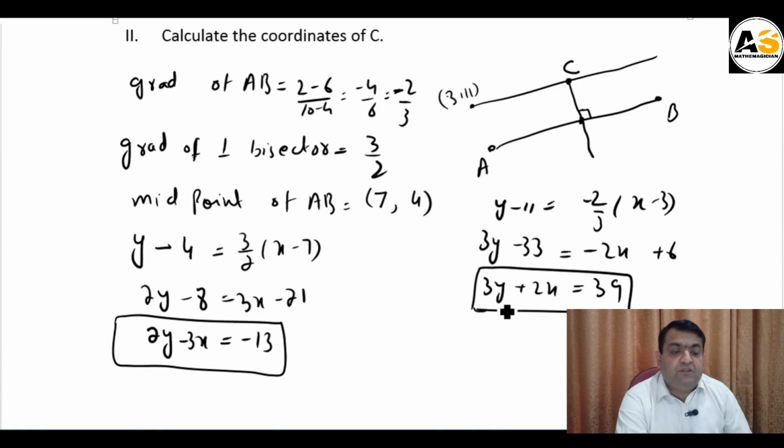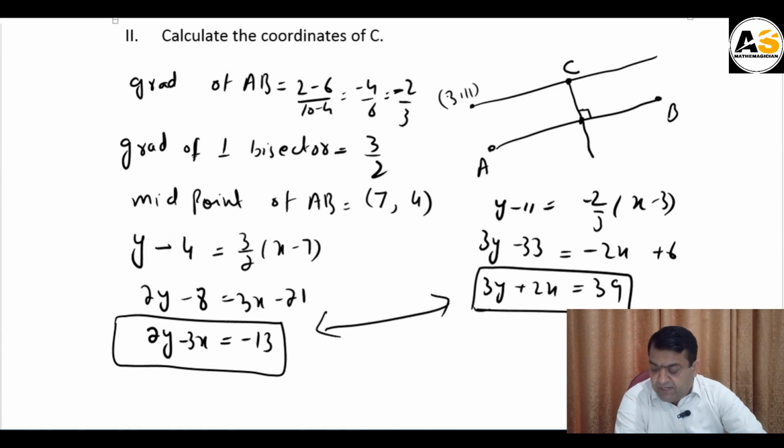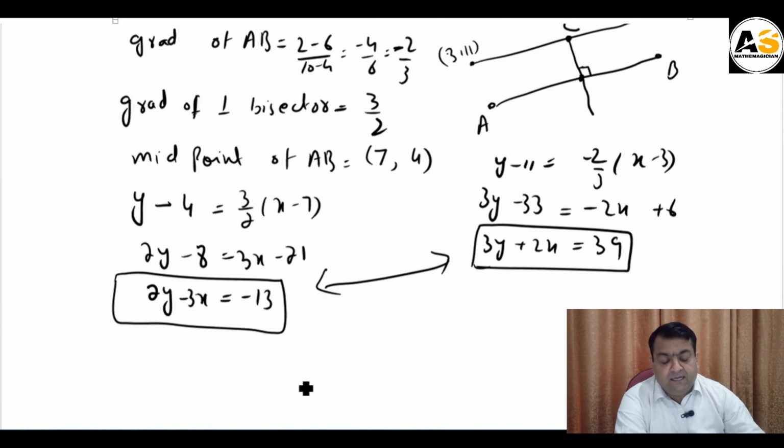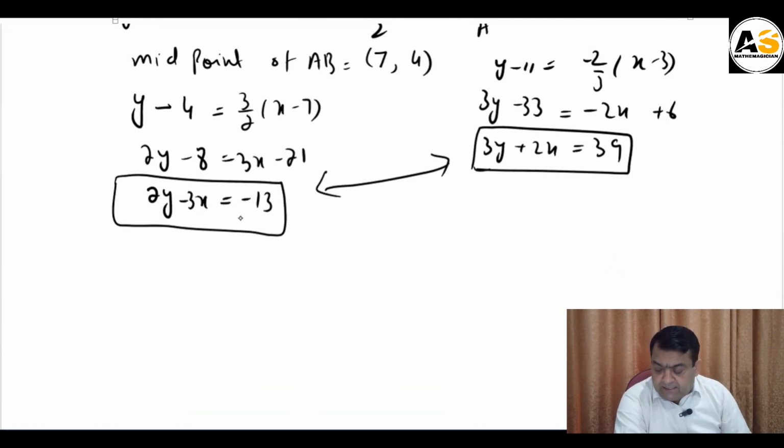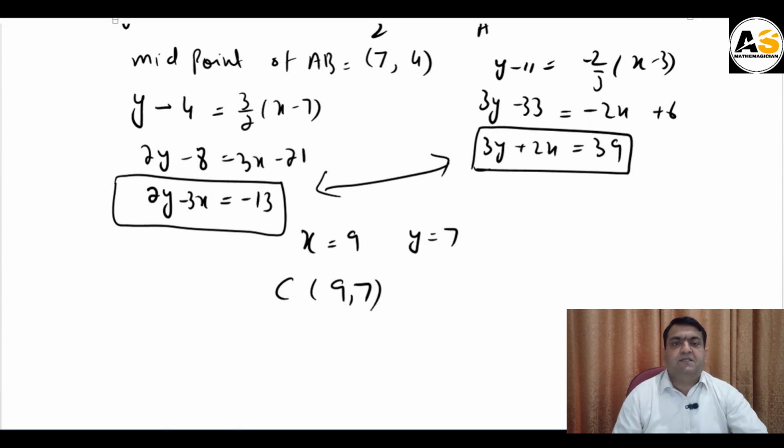This is equation of this perpendicular bisector. This is equation of this line. C is intersection point of these two. We will solve these equations simultaneously. By solving these equations simultaneously, dear student, you will get x is equal to 9 and y is equal to 7. Do solve it by yourself. So coordinates of C are (9, 7). I hope this is clear. Let us move to next question now.